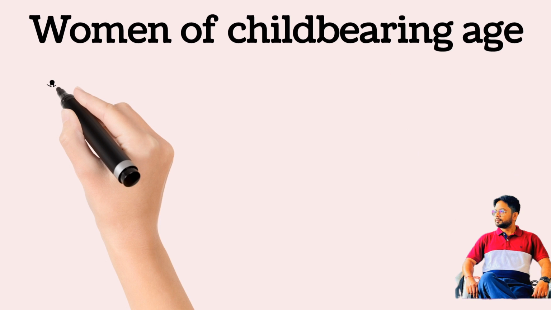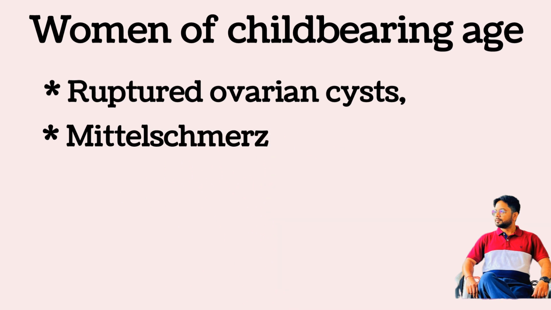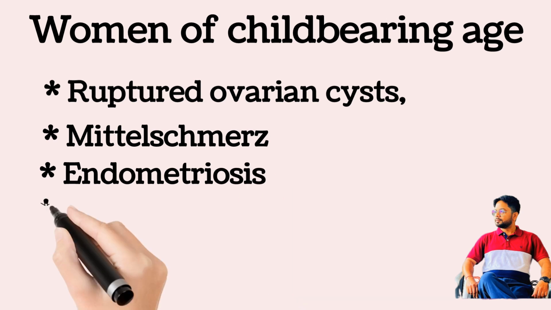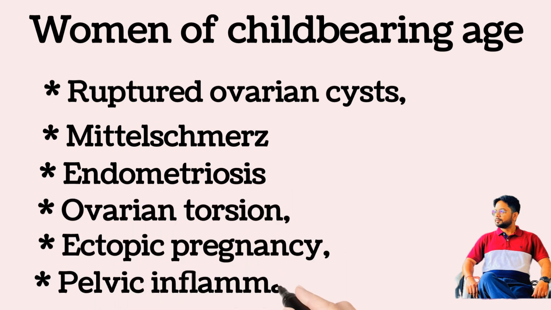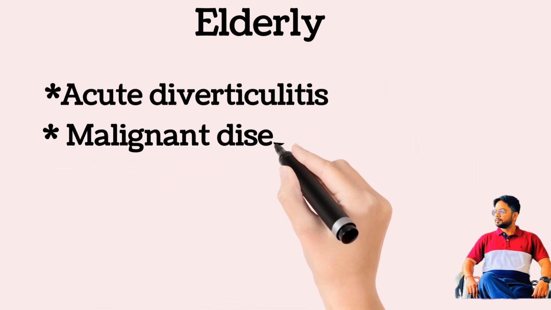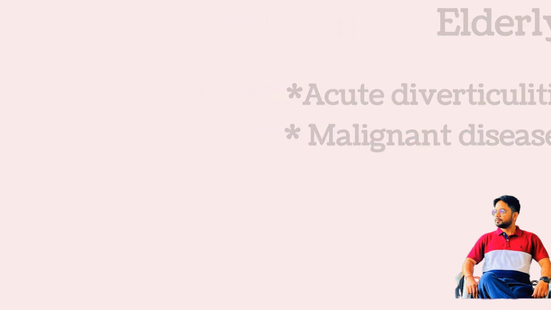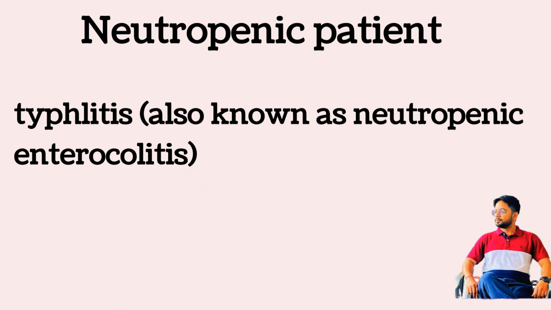In women of childbearing age, the differential diagnosis is expanded even further. These include ruptured ovarian cyst, mittelschmerz, which means the mid-cycle abdominal pain occurring with ovulation, endometriosis, ovarian torsion, ectopic pregnancy, and pelvic inflammatory disease. In the elderly, consideration must be given to acute diverticulitis and malignant disease as possible causes of lower abdominal pain. In neutropenic patients, neutropenic enterocolitis should also be considered within the differential diagnosis.